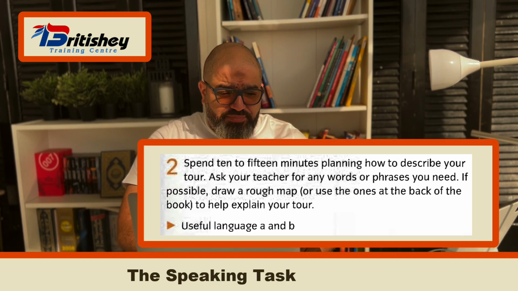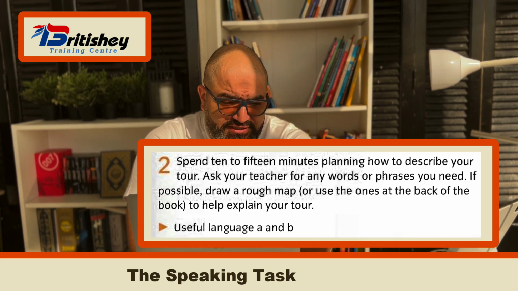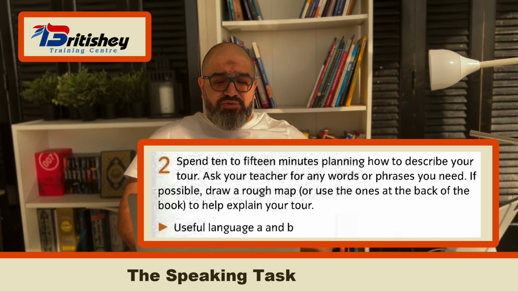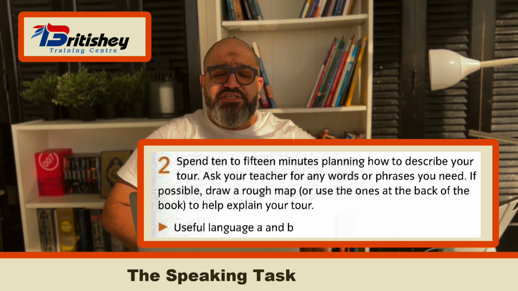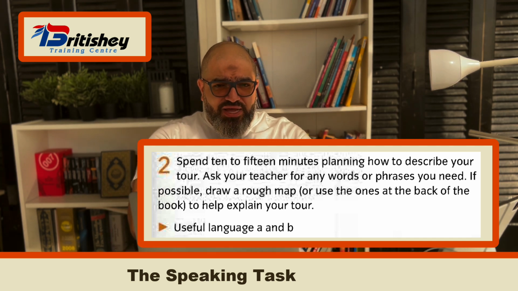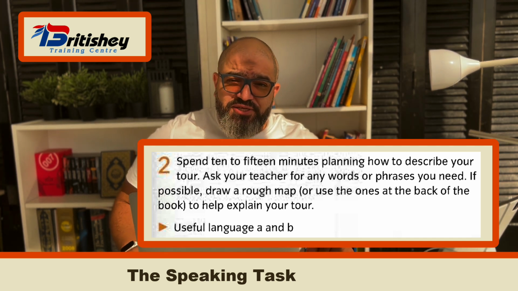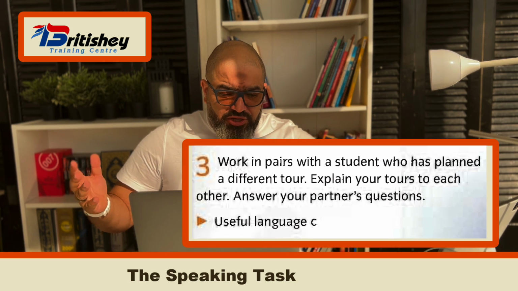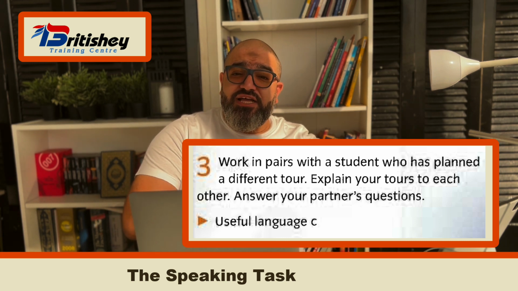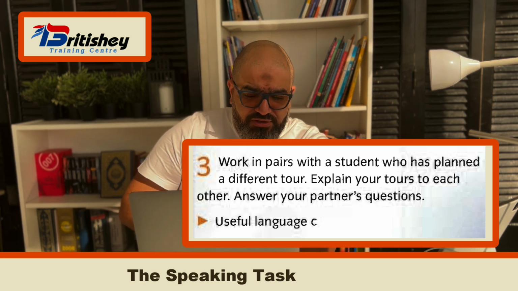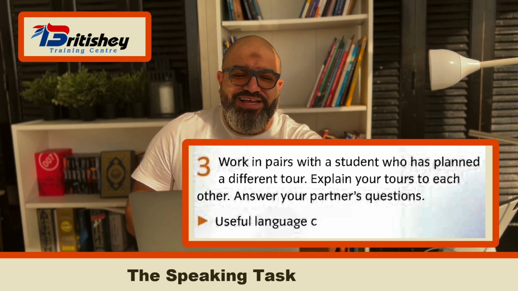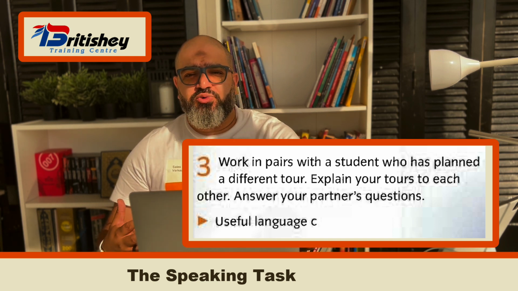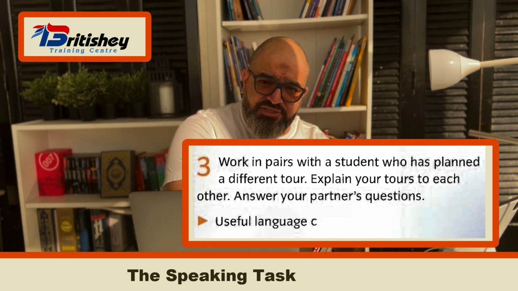Now in part 2 of the speaking task, it says, spend 10 to 15 minutes planning how to describe your tour. Again, this is something that you can do with your partner, and again, more and more speaking. Then we come to number 3, which is the third part of the task. Work in pairs with a student who has planned a different tour and explain your tours. So you leave your partner now and you go to someone else, describing your tour, and of course you wait for responses from that person.